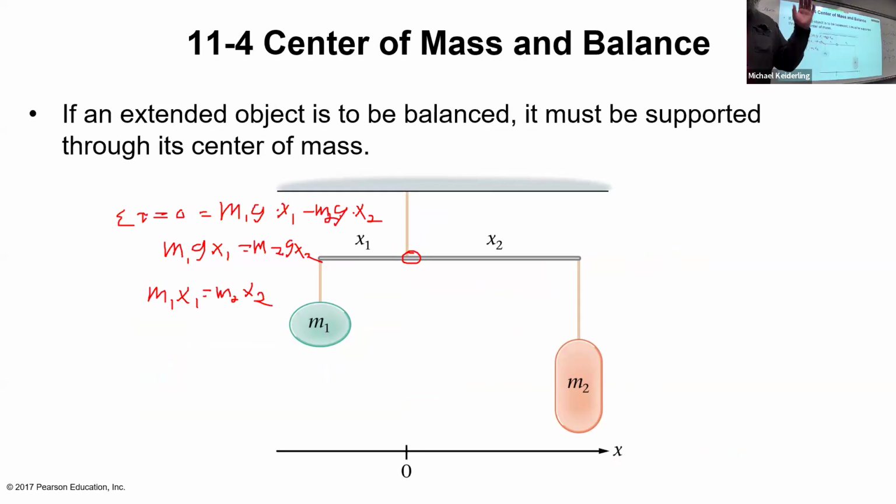And then we have center of mass and balance. If an extended object is going to be balanced, you end up supporting it through its center of mass. If you work out the equation to balance this via torque, you'll figure out that the point of balance is at the center of mass.